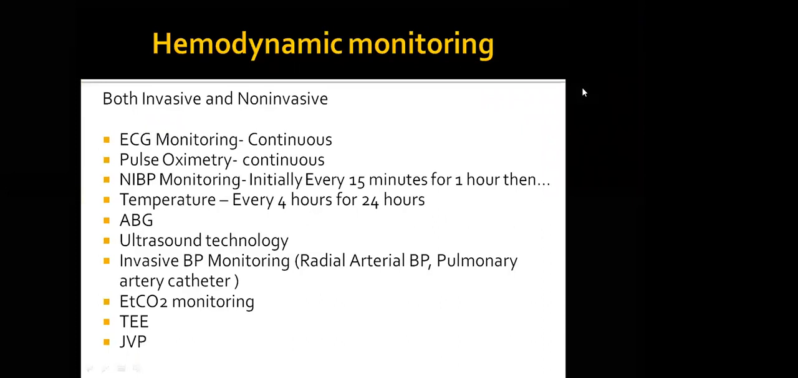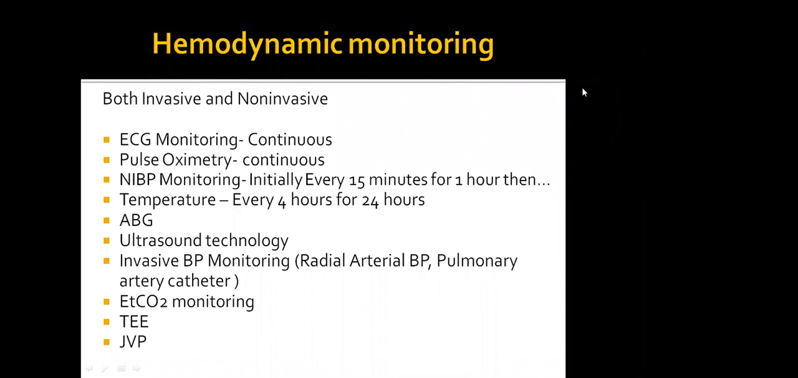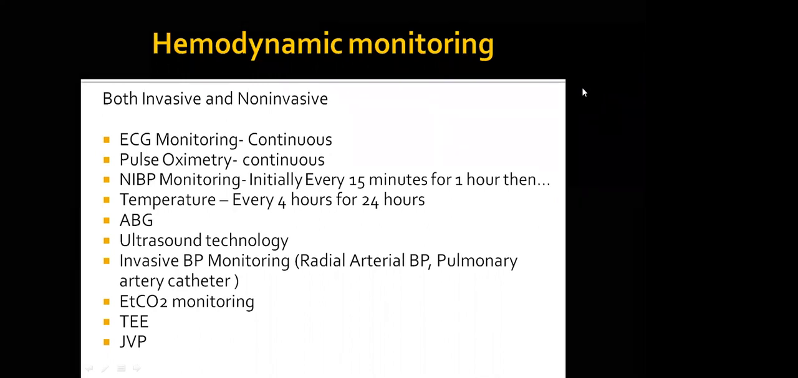What monitoring has to be done in the post-operative period? Important is hemodynamic monitoring. Hemodynamic monitoring is both invasive and non-invasive. Continuous ECG monitoring is required, pulse oximetry, continuous monitoring, NIBP monitoring, that's initially every 15 minutes for 1 hour, afterwards every 30 minutes for 2 hours, and then hourly monitoring should be done if the patient is stabilized.